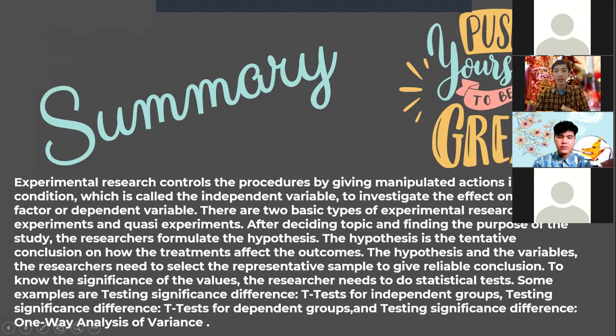So this experimental research controls the procedure by giving manipulated actions in certain conditions, which is called the independent variable, to investigate the effect on another factor or dependent variable. There are two basic types of experimental research: true experiments and quasi-experiments. After deciding the topic and the purpose of the study, the researcher formulates the hypothesis. The hypothesis is the tentative conclusion on how the treatment affects the outcomes.